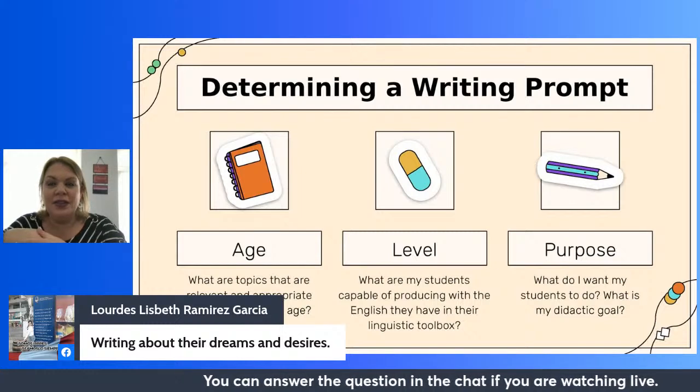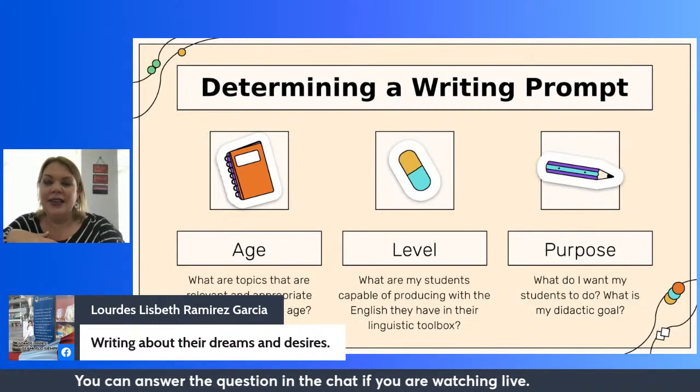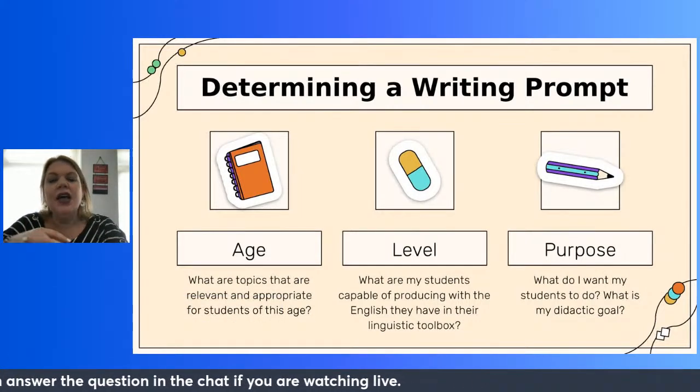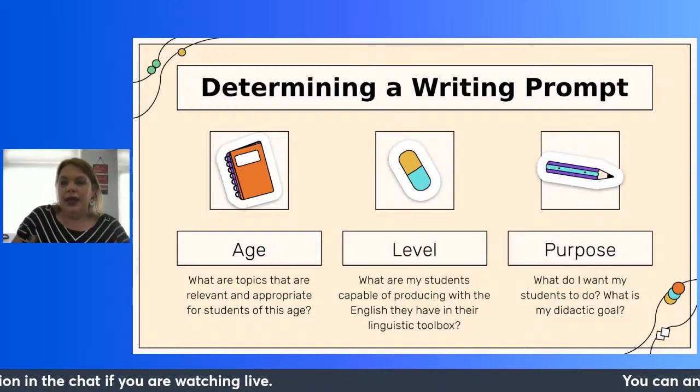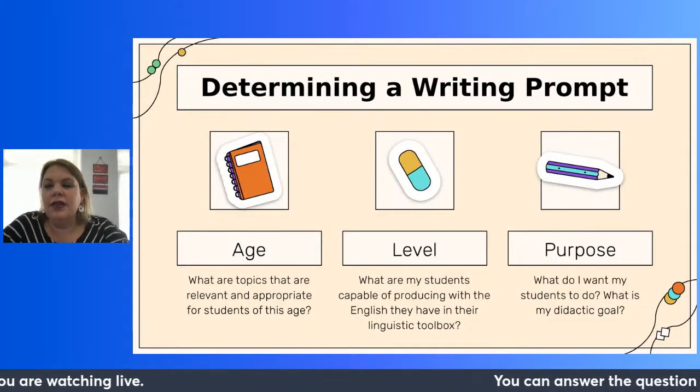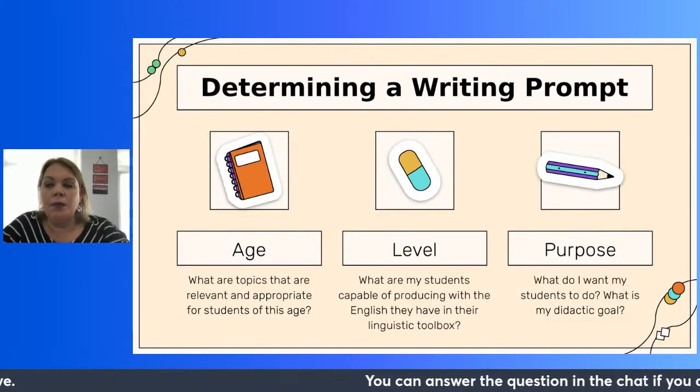Lourdes, thank you. Writing about their dreams and desires. This is great. That's a good one. It's very personal for students. Okay, when we decide a topic for our students, we have to take into consideration some components, right?